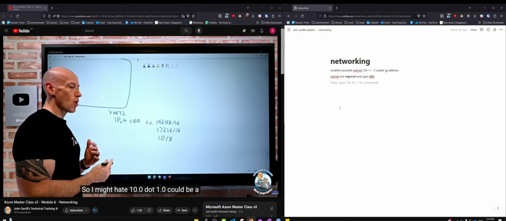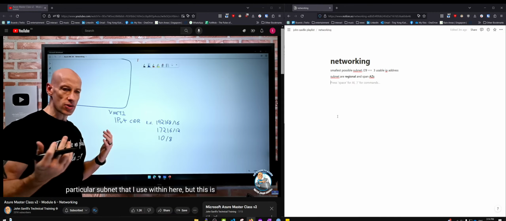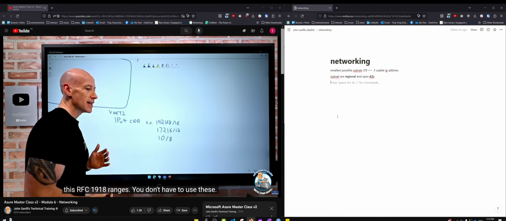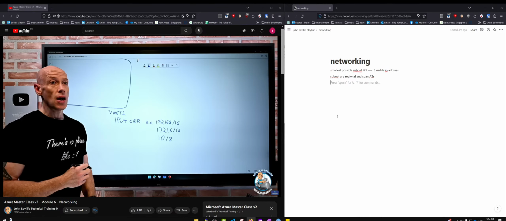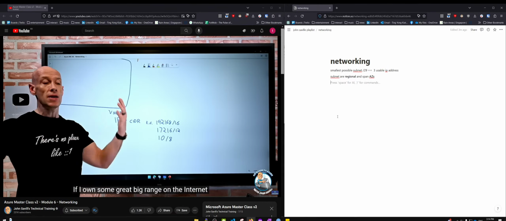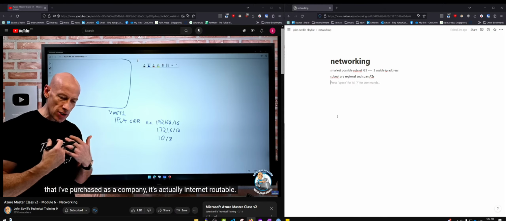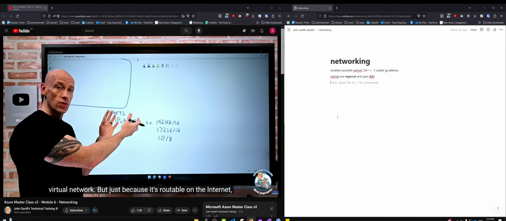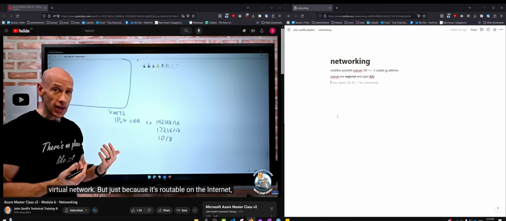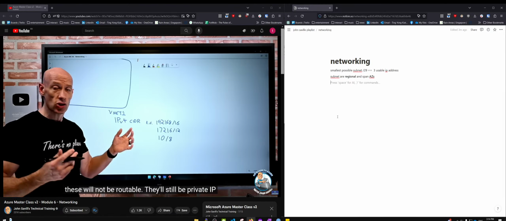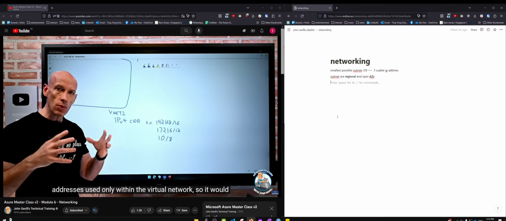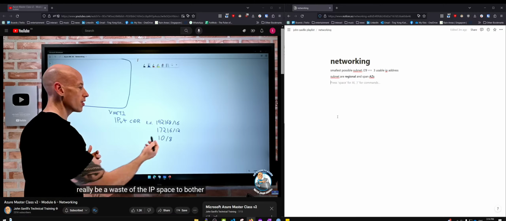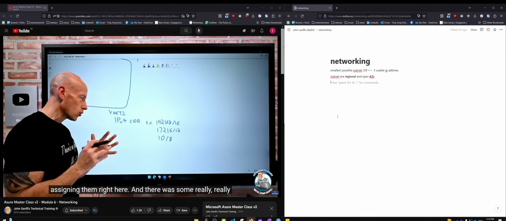10/8. So I might, hey, 10.0.1.0 could be a particular subnet that I use within here. But these are the RFC 1918 ranges. You don't have to use these. If I own some great big range on the internet that I've purchased as a company that's actually internet routable, I could absolutely bring a portion of that to the virtual network. But just because it's routable on the internet, these will not be routable. They'll still be private IP addresses used only within the virtual network. So it would really be a waste of the IP space to bother assigning them right here unless there was some really, really good reason.